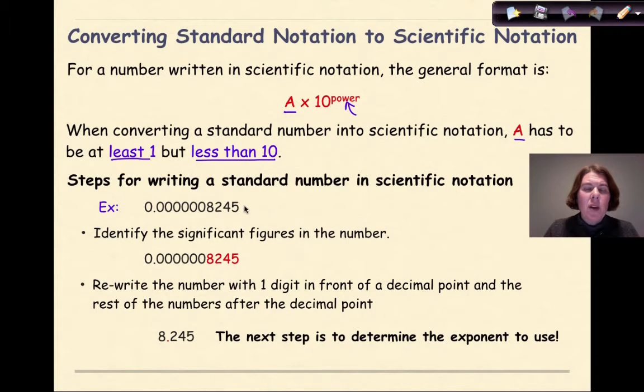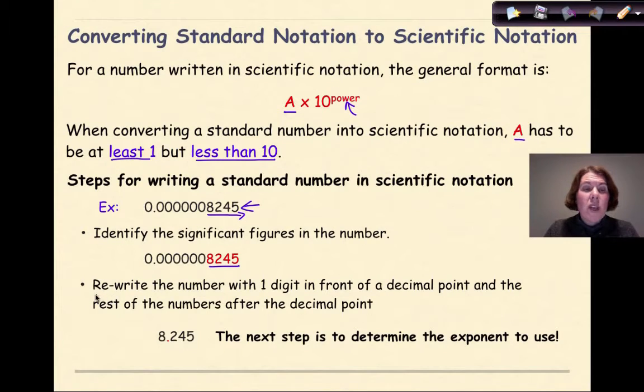So, steps for writing a standard number in scientific notation. This is the example that we're looking at right here. I want to get that into scientific notation. Identify the significant figures in the number. We know that there's a decimal point, so we're going to start over on the left-hand side, our Pacific side. We're going to go across until we hit our first non-zero number, which is right here, and that and everything afterwards will be significant. So these are our significant figures right here.